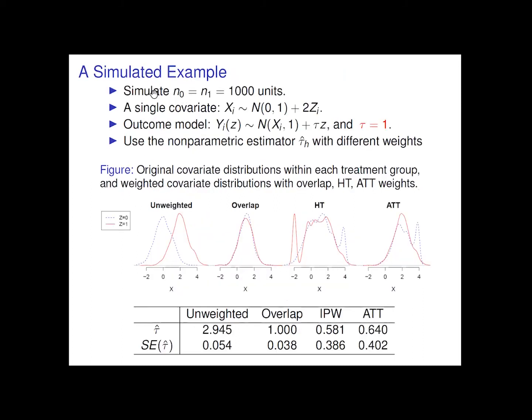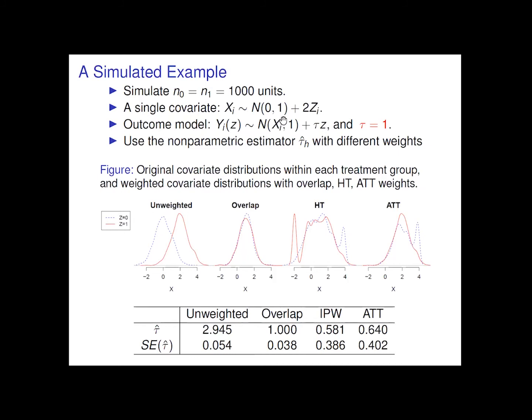Now, quickly, let me show some operating characteristics of what these different weights are doing. I generate a very simple example: two groups, each with 1,000 units and a single covariate. We can think of this covariate as something like age. In this scenario, the treatment group and control group have an almost perfect shift. They are quite different.